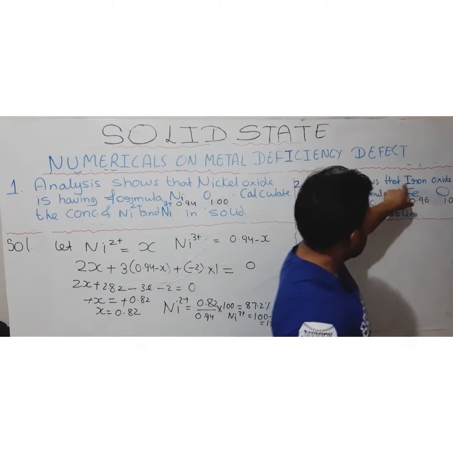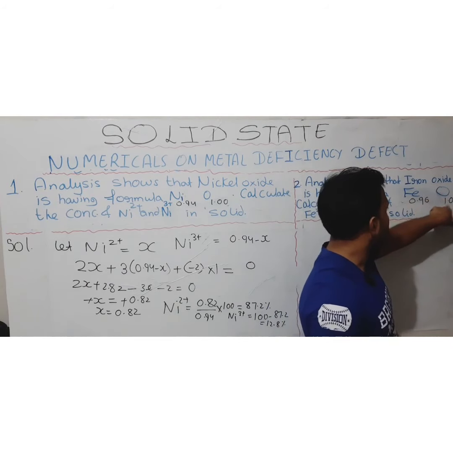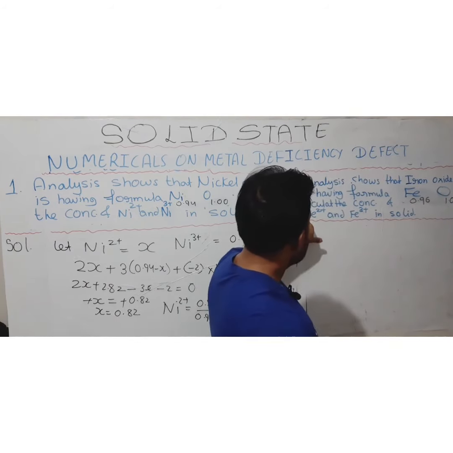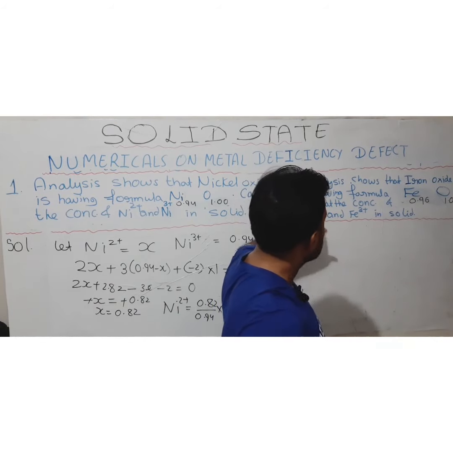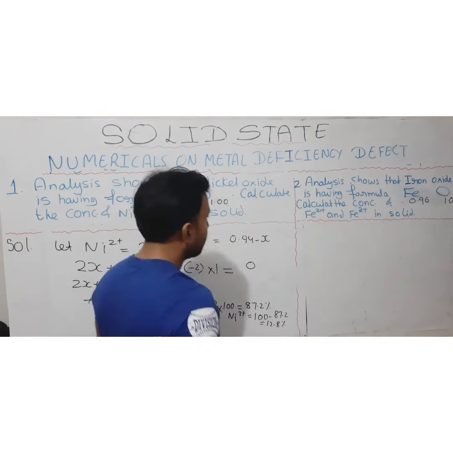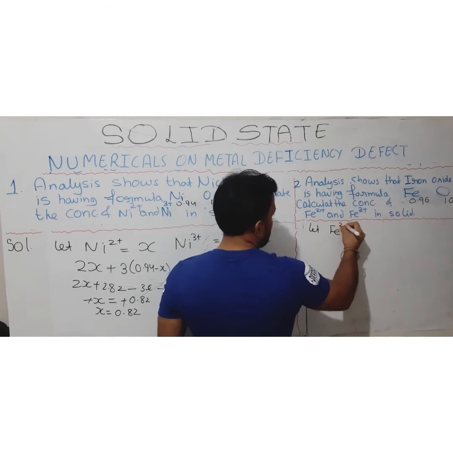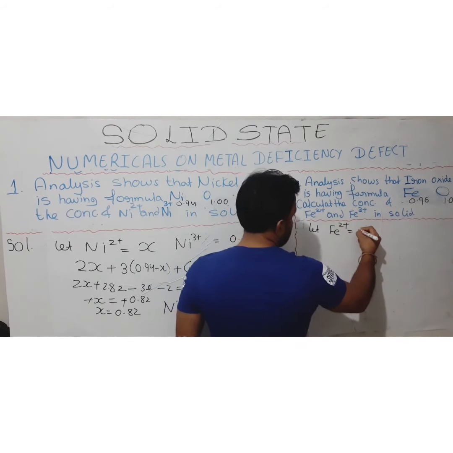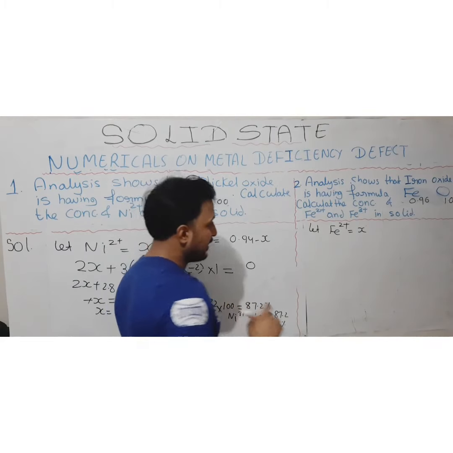Analysis shows that iron oxide is having the formula Fe0.96 O1.00. Fe2+ and Fe3+, the two types of ions, are present in the solid, so we have to calculate their concentration. So similar kind of question, let's start. Let us consider the concentration of the Fe2+ ion as x. Okay, so we considered the concentration of Fe2+ ion as x.